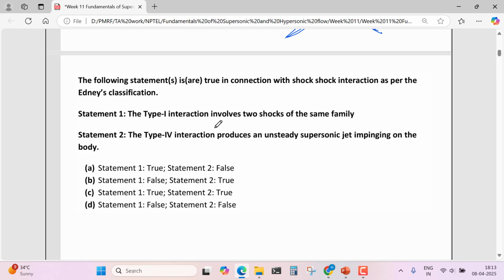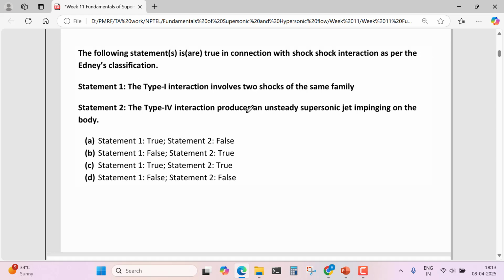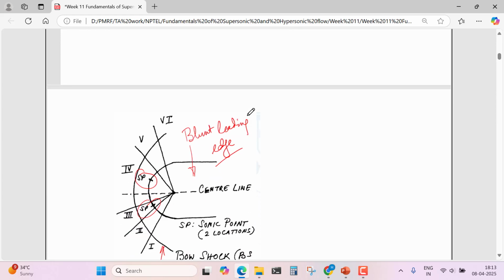So this problem is related to shock interaction. Edney has classified shock interaction in 6 types, and in these two statements, type 1 and type 4 are mentioned. We have to tell which of these statements are true. So before solving this problem, we will see what the shock interactions defined by Edney are, all 6 types.